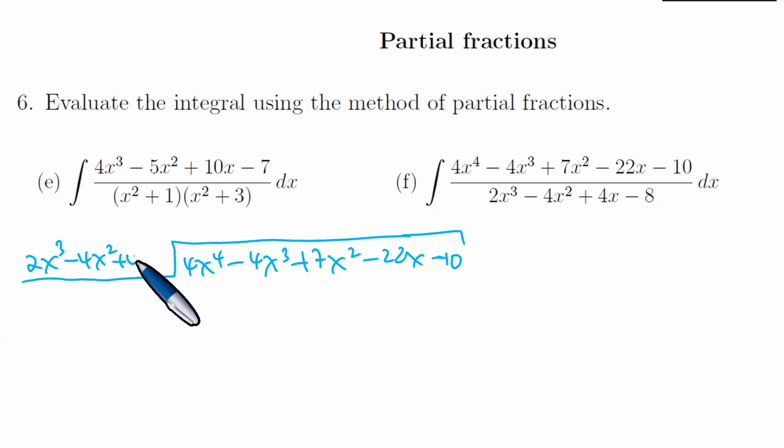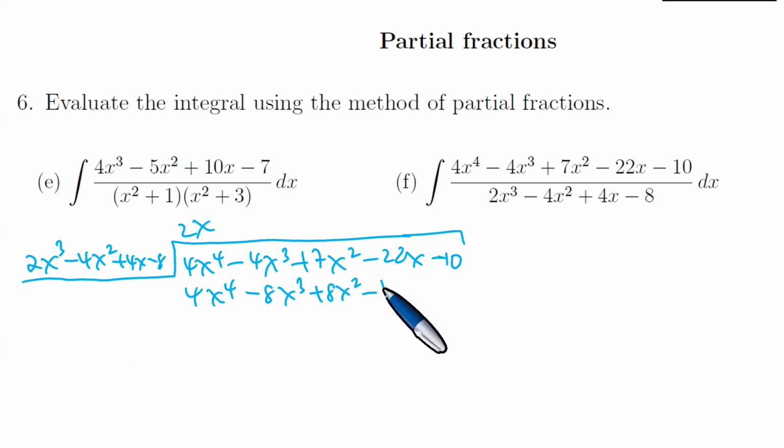Four x squared plus 4x minus 8. You divide this one by 2x cubed, then you get only x. Is it 2x? Multiply this one by the 2x cubed, you get exactly 2x. Multiply this by that. 2 times 2 is 4. X cubed times x is x to the fourth power. This times that, it's minus 8x cubed plus 8x squared minus 16x.